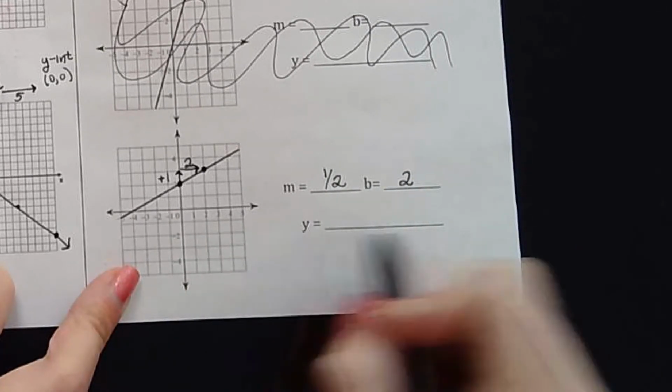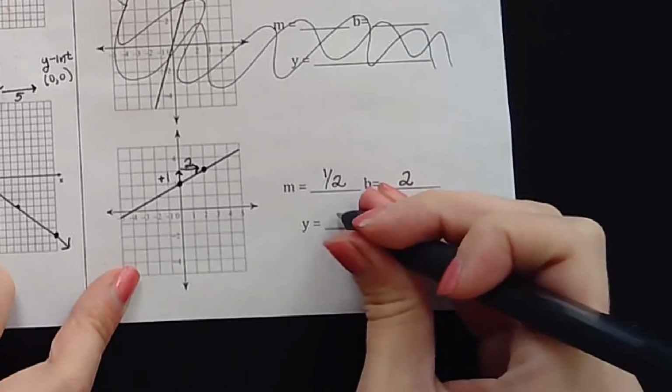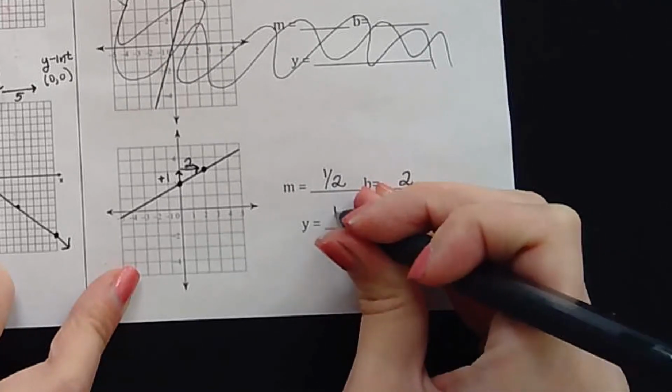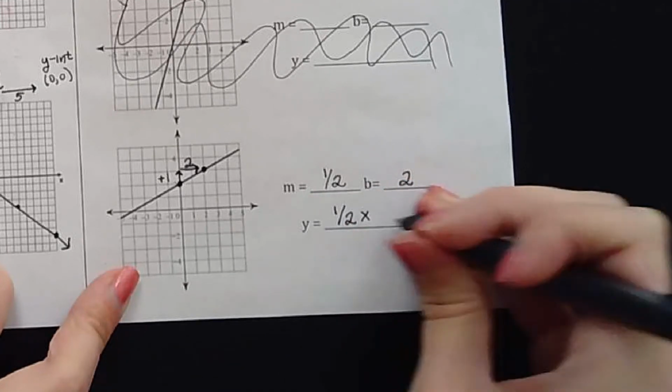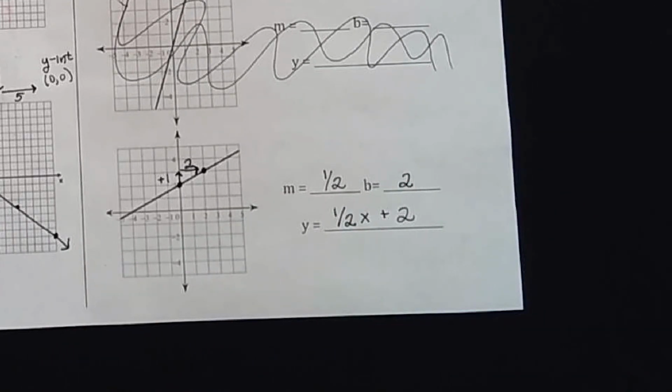When I put this equation into slope-intercept form, it's y equals mx plus b. So 1/2 x plus 2 for my final equation.